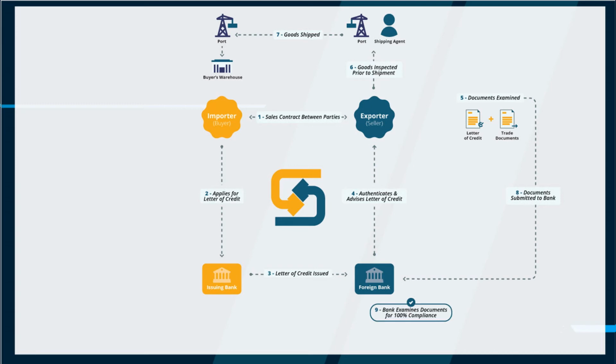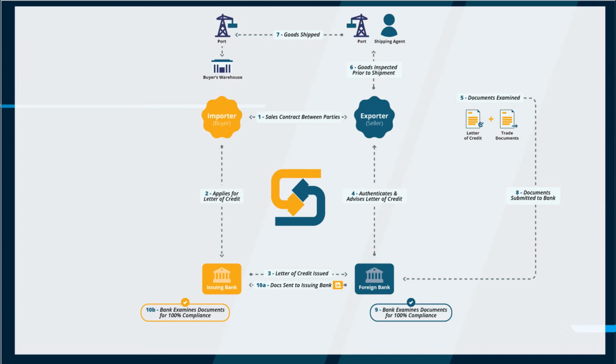The foreign bank examines the trade documents and ensures they are 100% compliant to the requirements of the LC. Following the foreign bank's review of the trade documents, if they are 100% compliant, the bank then forwards the trade documents over to the issuing bank claiming reimbursement.